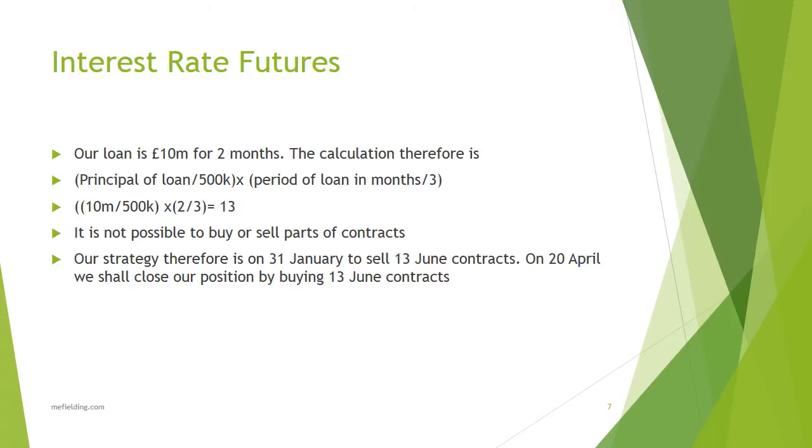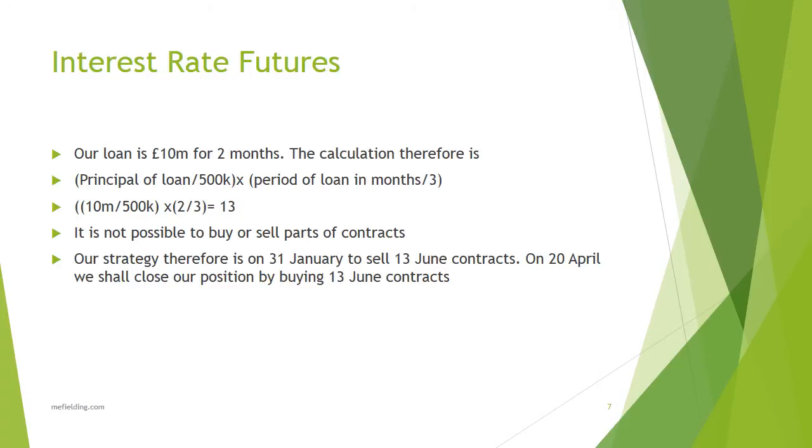So, it's actually very simple, therefore. There's a nice little formula you can use. Assuming that you've got these 500,000 contracts for a period of 3 months, to calculate the number of futures that you need, put the numbers into the formula. Your formula is your second line down: the principal of the loan divided by 500,000, multiplied by the period of the loan in months divided by 3. And that will give you the number of futures that you need to buy or sell.